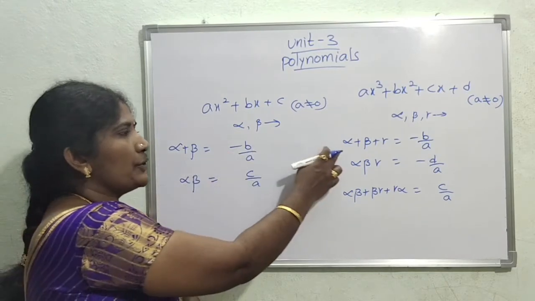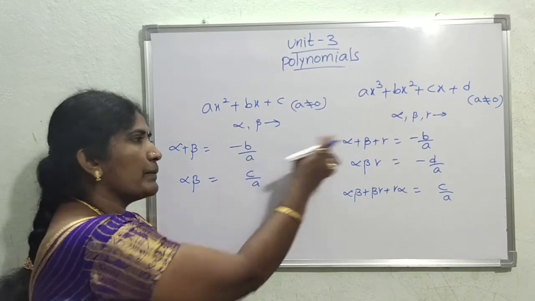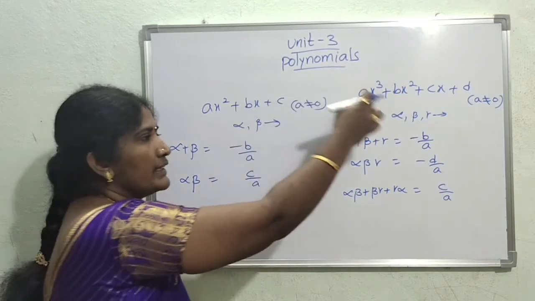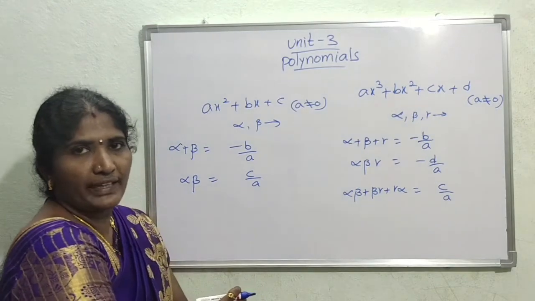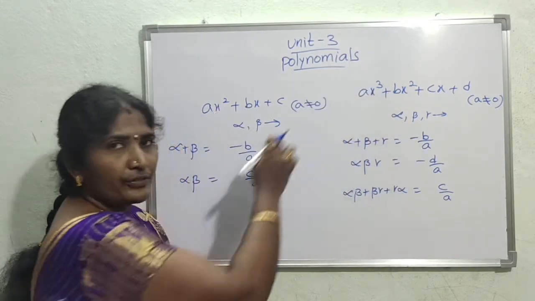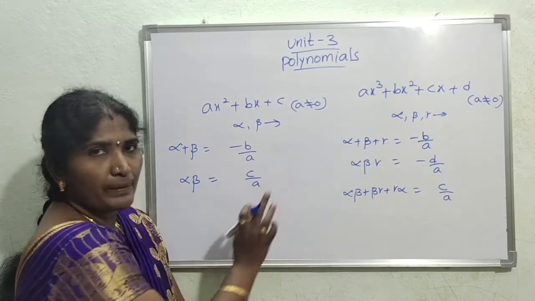In quadratic and cubic, the sum of zeros has the same formula. Don't get confused: minus b by a, minus b by a. But here b means coefficient of x, and here b means coefficient of x square. Here a means coefficient of x square, here a means coefficient of x cube. But in both, the formula is minus b by a.